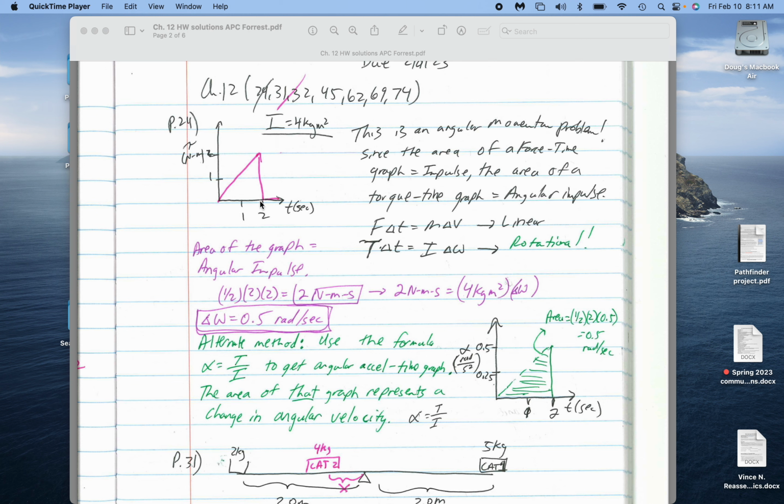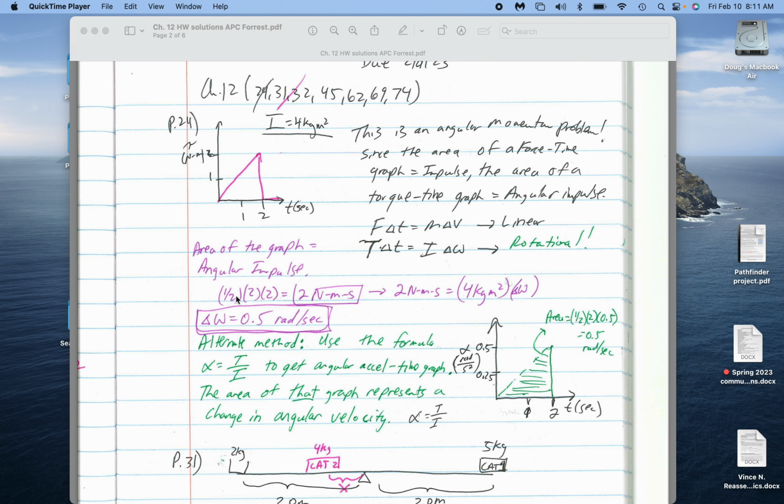So the way you could do this is, if you think back to momentum and conservation of momentum, you could think about how the area of this graph would equal the impulse, which is a change in momentum. That's if you're thinking linearly. So if we're thinking rotationally, because this is torque instead of force, the area of a torque time graph would equal the angular impulse, which is the change in angular momentum. And if we think linear like this, we think angular like this, this would allow us to figure out the change in angular velocity. And since we started off at rest, the change in angular velocity would be the same as our final angular velocity. So that is 0.5 radians per second.